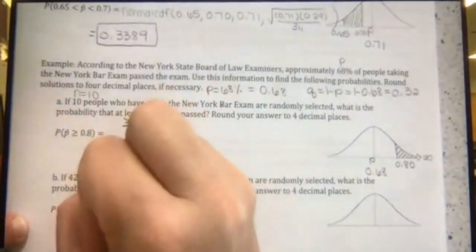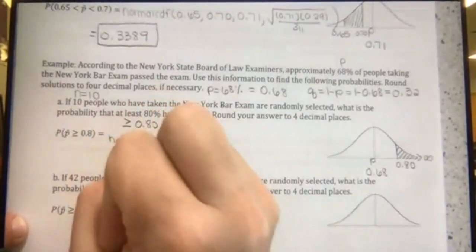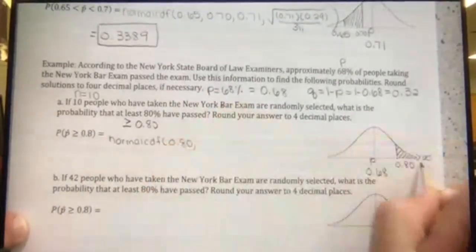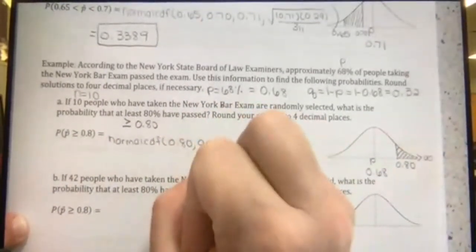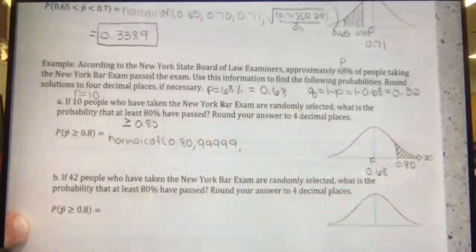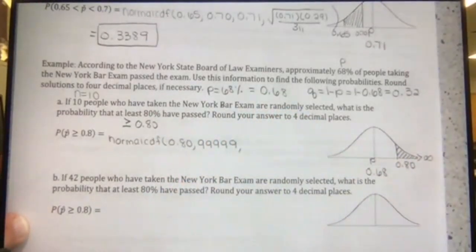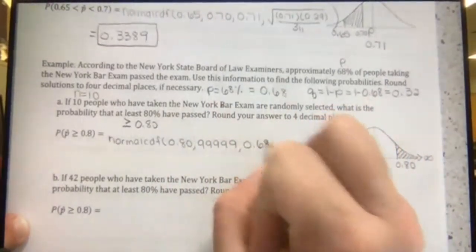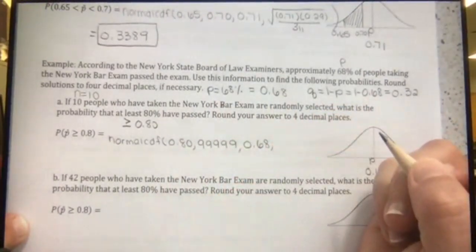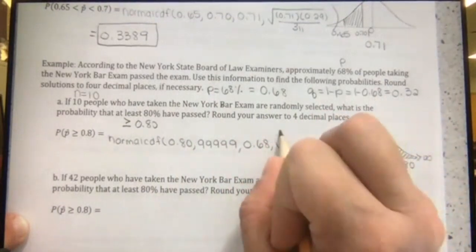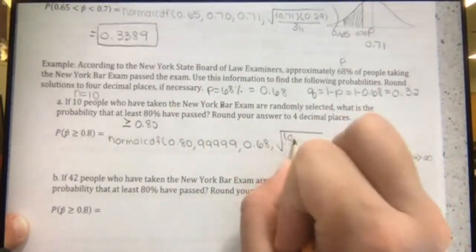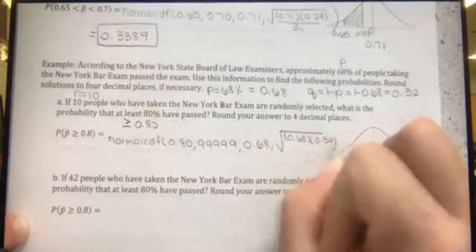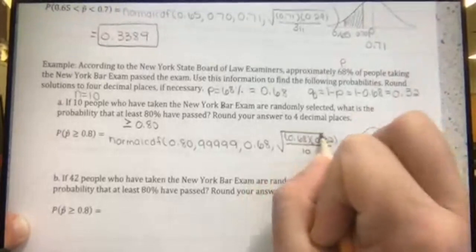So we have our normal CDF. Reading our graph from left to right, our lower limit is 0.80. Our upper limit's infinity, so we're going to plug that into our calculator as 99999. Our mean, which is our p-value, is 0.68. And our standard deviation is the square root of p, which is 0.68, times q, which is 0.32, all over n, which is 10.